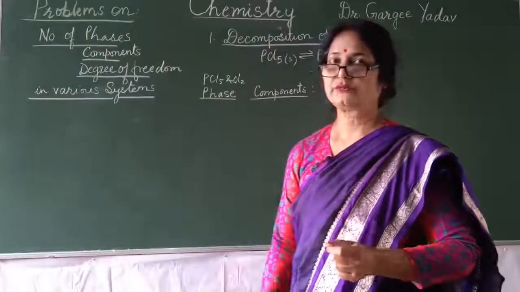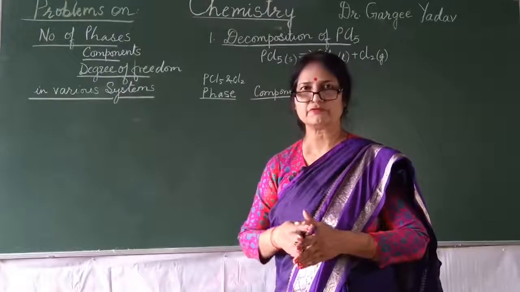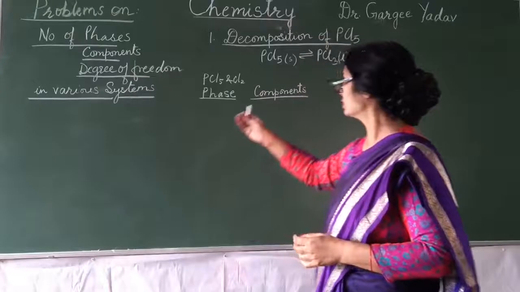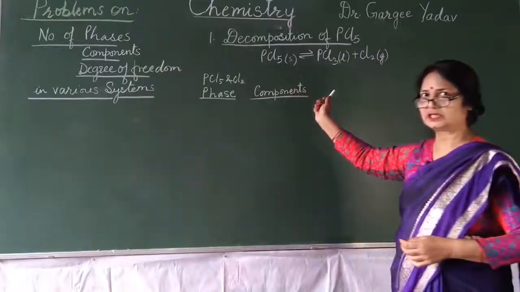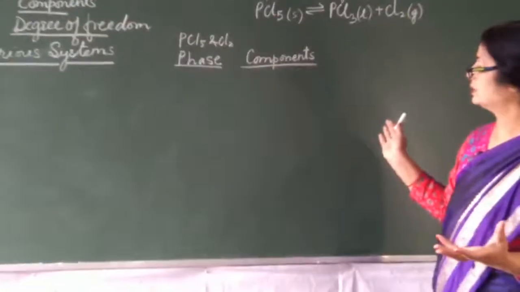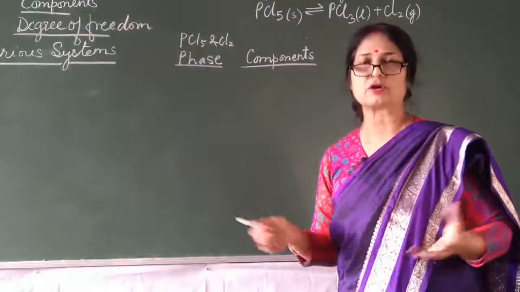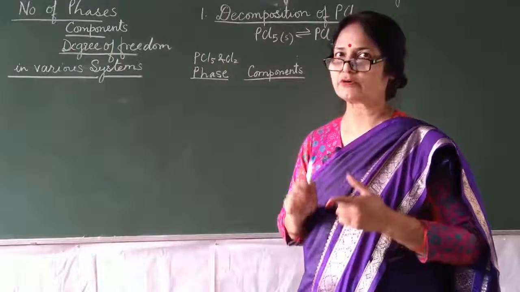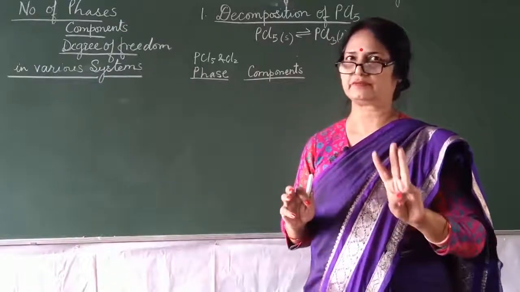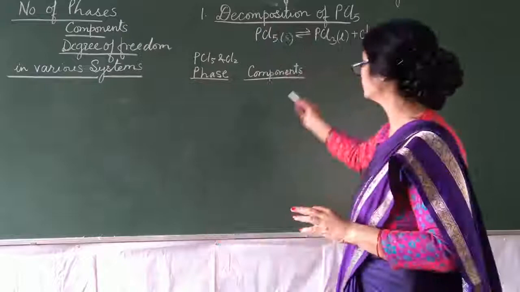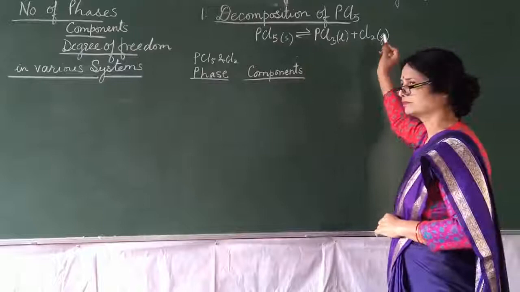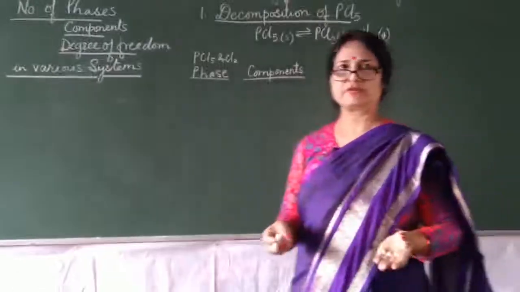Now let's come over to a very interesting example of decomposition of phosphorus pentachloride, PCl5. Let's see the decomposition of PCl5. So how does it decompose? PCl5 decomposes to PCl3, phosphorus trichloride, and chlorine gas is evolved. So here we can see that there is a solid phase of PCl5, there is a liquid phase of PCl3, and a gaseous phase of Cl2. So here we are having 3 phases at equilibrium. One is the solid phase, another is the liquid phase, and one is the gaseous phase. So the number of phases is 3.